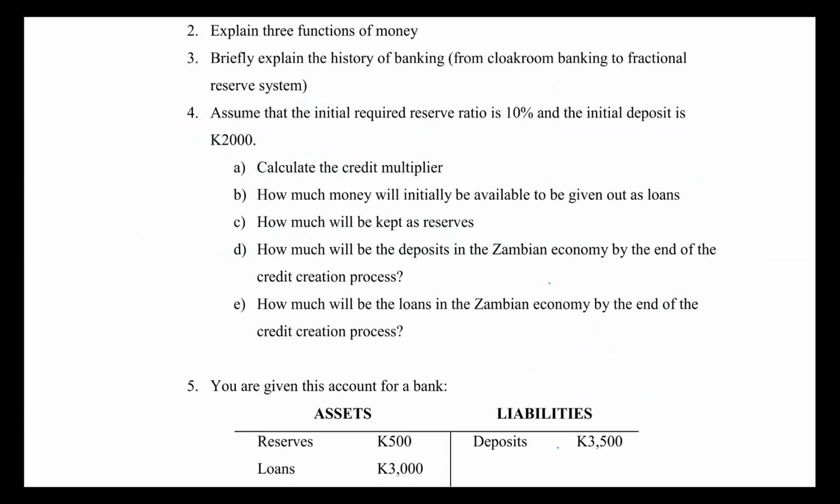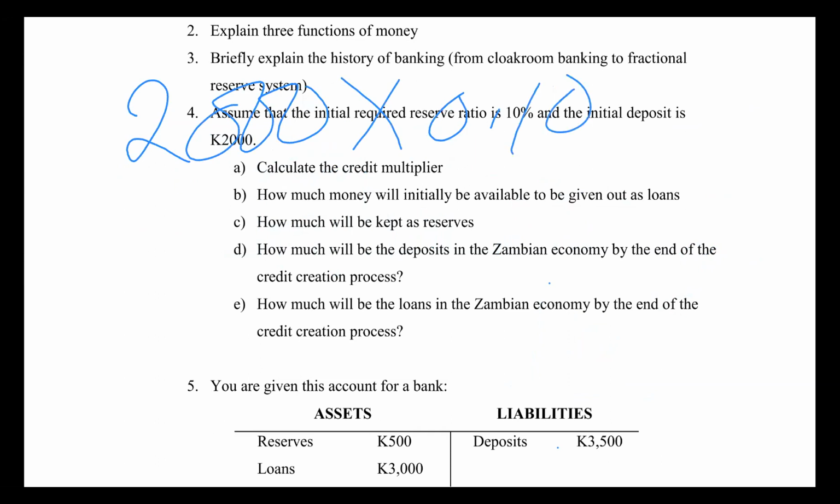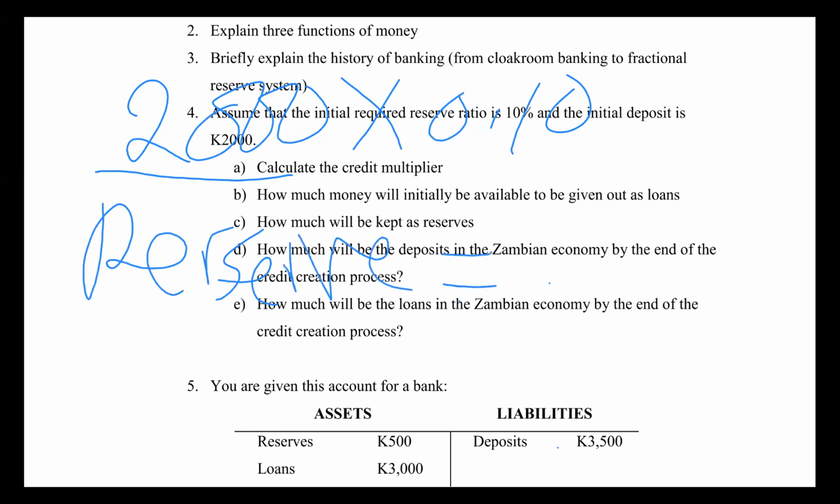Now the question is, how much will initially be reserved? The initial deposit is 2,000, multiplied by 0.1, which is the 10%. This will give you how much should be reserved. Remember last time I said, when you deposit money at the bank, some part remains and the other part goes for loans. Do you remember that part?